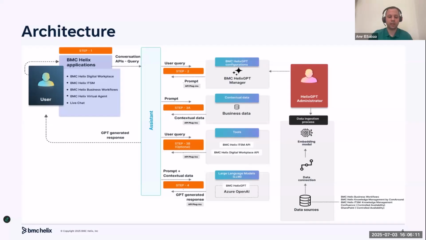The GPT manager application sends a prompt back to the assistant, which then sends it to the vector database, which holds all the contextual data like knowledge articles and events and so on. After this, the assistant sends the user query, the prompt and contextual data to the LLM, large language model, like Azure OpenAI, which then generates and sends a smart and relevant response back to the assistant, which then sends it to the user.